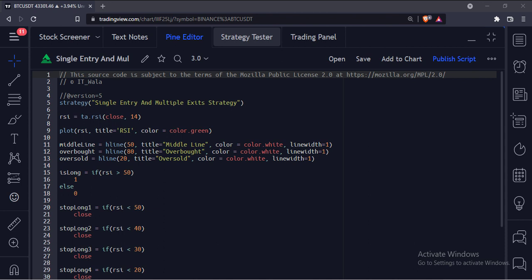Let's start. Today we will see how to implement a single-entry multiple exit strategy in the Tradingview Pine script.